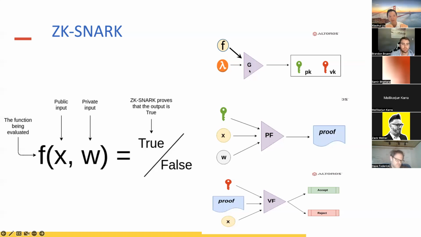And I think the key information here is W. It's called private input, but in the literature it's also called witness. So basically this is a secret you want to keep. The prover wants to hide it from the verifier, but still be able to convince the verifier that if you put these inputs into F, it will evaluate to true.